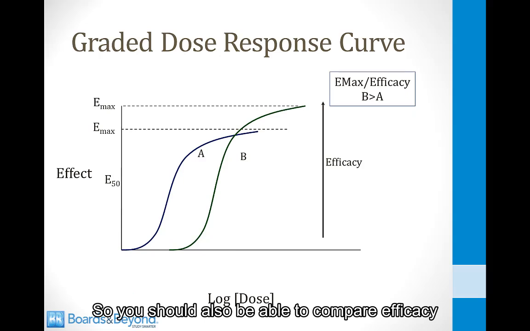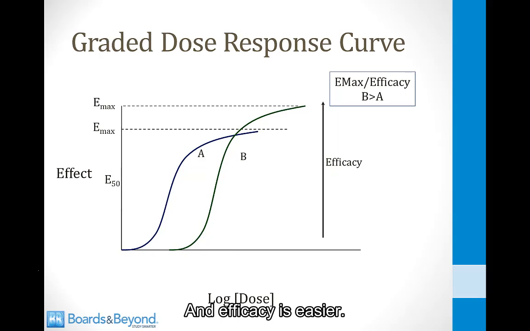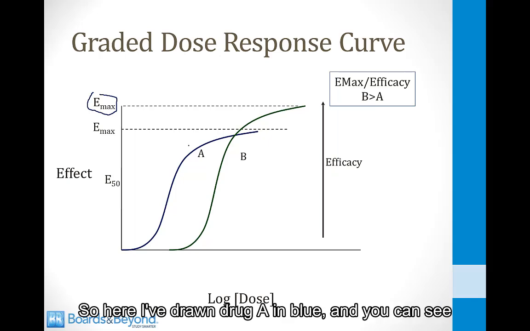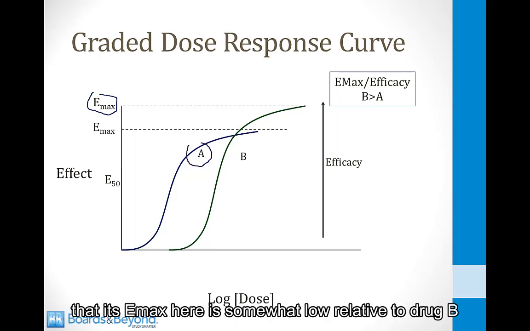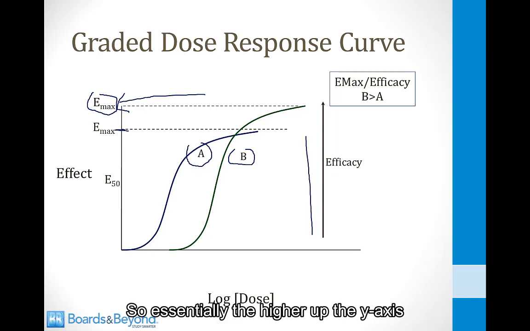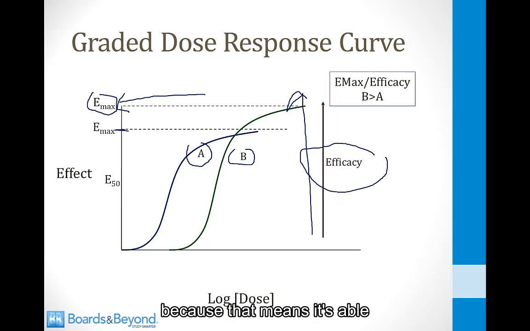So you should also be able to compare efficacy for 2 different drugs from a dose-response curve. And efficacy is easier. Whichever drug has the higher Emax is more efficacious. So here I've drawn drug A in blue, and you can see that its Emax here is somewhat low relative to drug B, which achieves a higher Emax. So essentially, the higher up the y-axis the curve reaches, the more efficacious the drug is, because that means it's able to achieve a higher clinical effect.